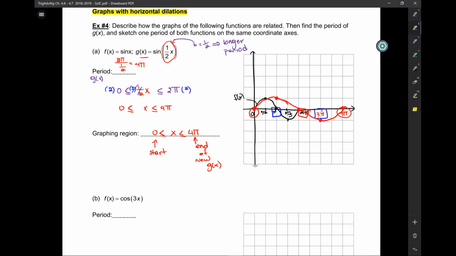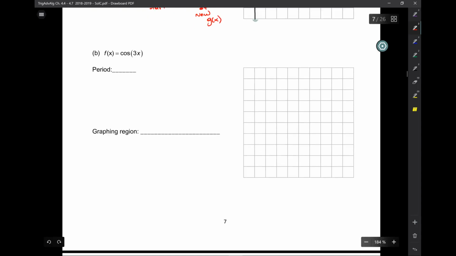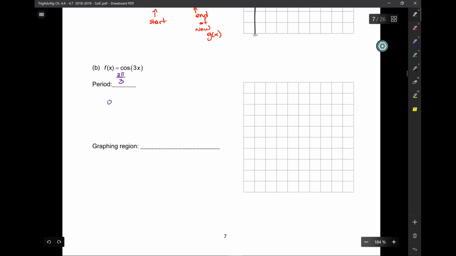Okay, let's do another one, and this time we're only gonna graph one function. So take a look. Here is cosine of 3x. The period we all know by now is 2 pi over 3. Okay, the graphing region, we go 0 to 2 pi, and what do we put in the middle? 3x. 3x, huh?